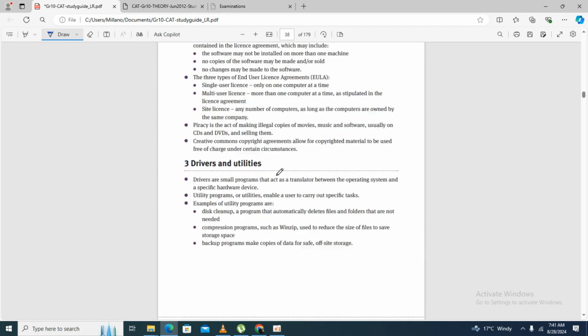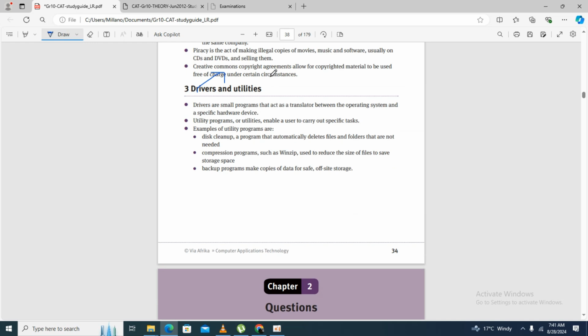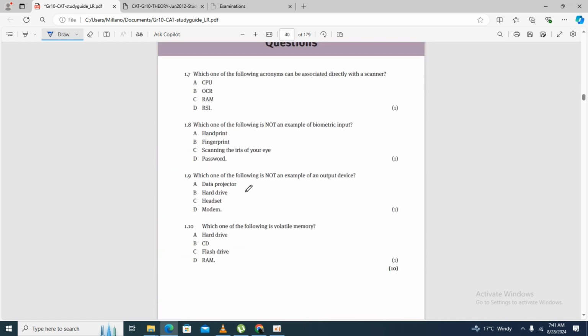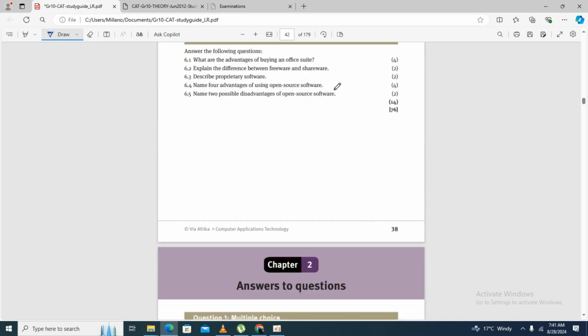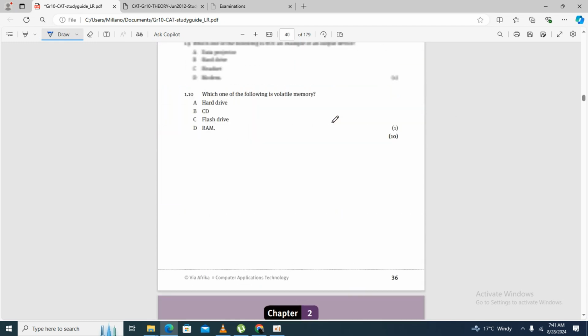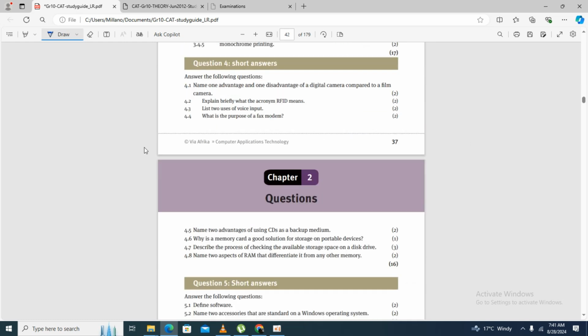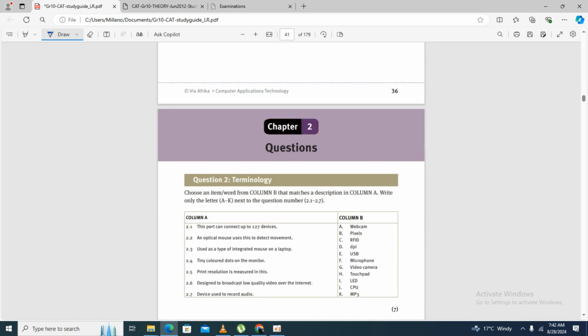Drivers and utilities. Drivers are basically application software which allow the computer to interact with its hardware devices, such as a mouse. It requires a driver, which is automatically installed. And utilities, you have to go through this as well. Just make sure that you make bullet notes for yourself and go through them. In this particular study guide, what I love the most is that there are questions you can use to test yourself.